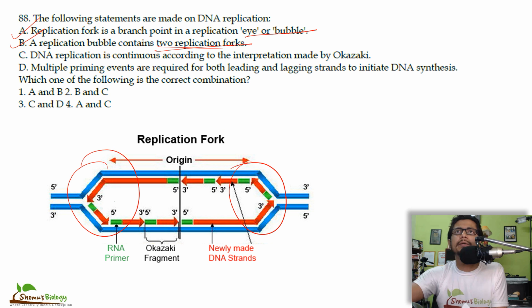DNA replication is continuous according to the interpretation made by Okazaki. No, not at all. DNA replication is not continuous in the lagging strand. That is known as Okazaki fragment. So this statement is false. Multiple priming events are required for both leading and lagging strands to initiate the DNA synthesis. Again false. Multiple priming is needed for the lagging strand. Less priming is needed for the leading strand, for one or two. So this is also false. So A and B are the correct statements. So option 1 is the correct option.